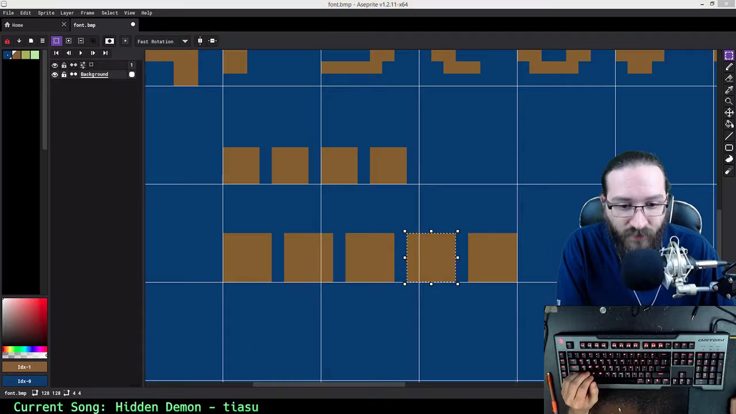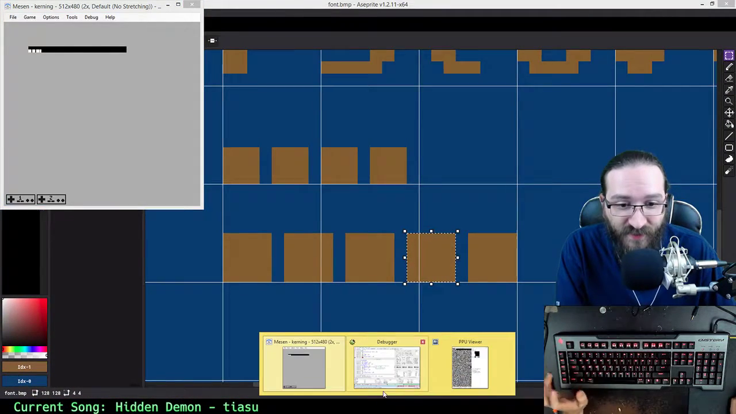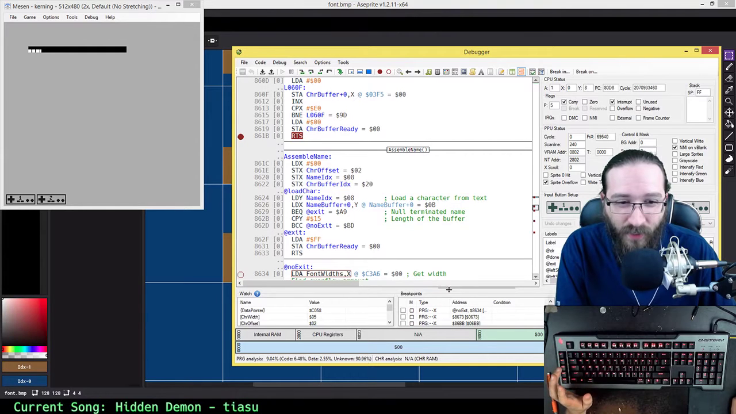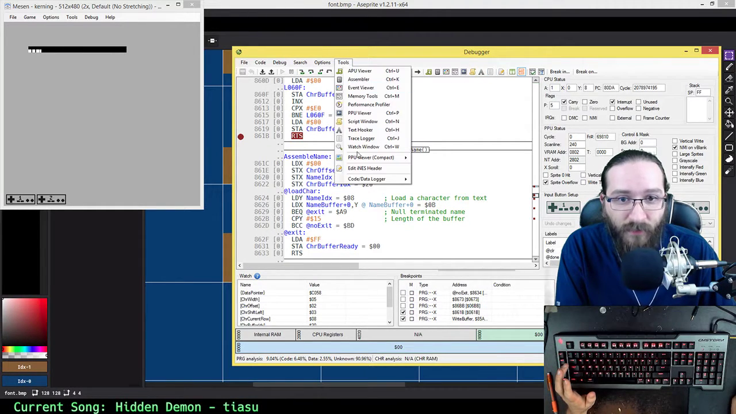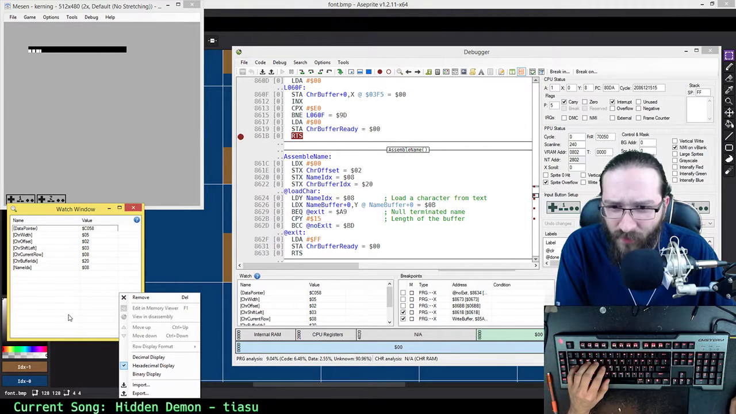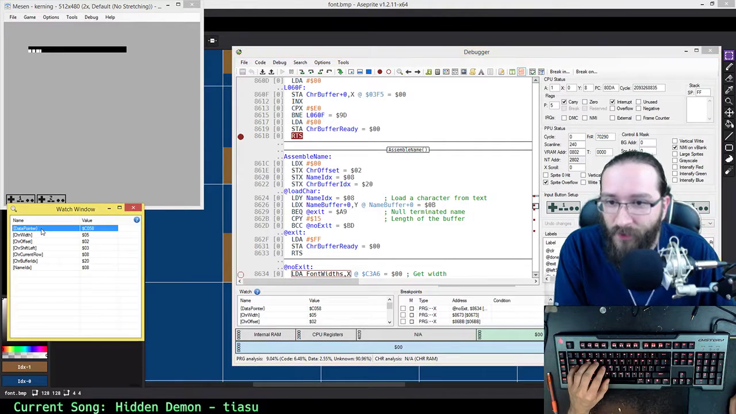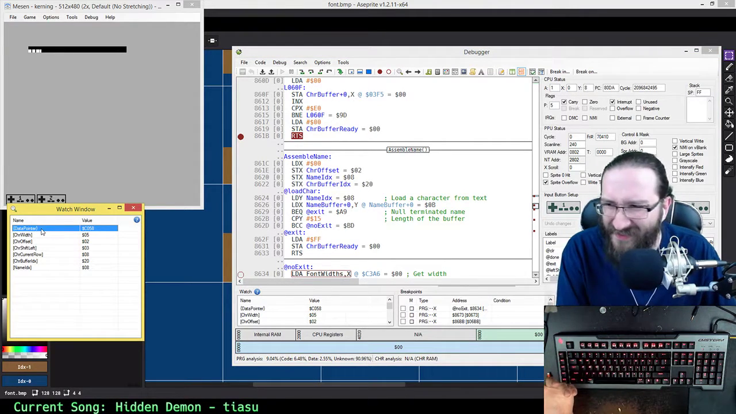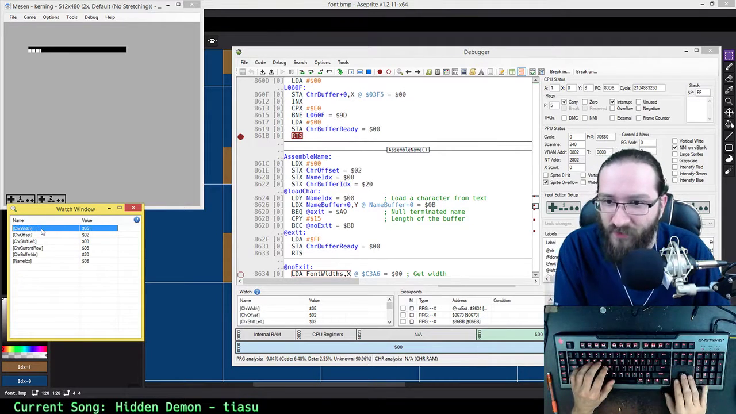So now let's go over here and see the values that it's actually throwing out. We're going to open up the watch window over here. I don't know if you can read that very well, but anyway, the first one is the data pointer. It's not really relevant for this, so I'm just going to get rid of it.